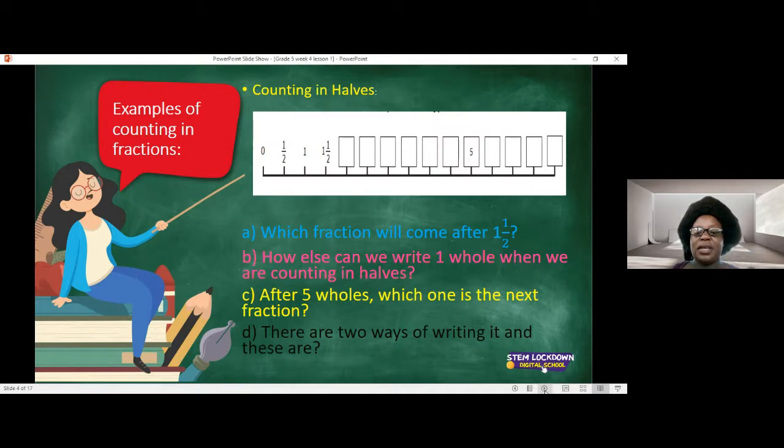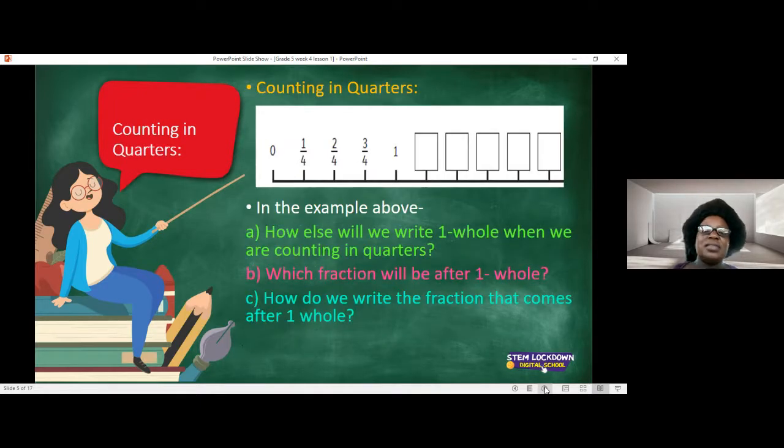And now we are looking at counting in quarters. Remember in counting in halves, our whole was divided into 2. Now, counting in quarters, it means that our whole is divided into 4. So a quarter means 4.